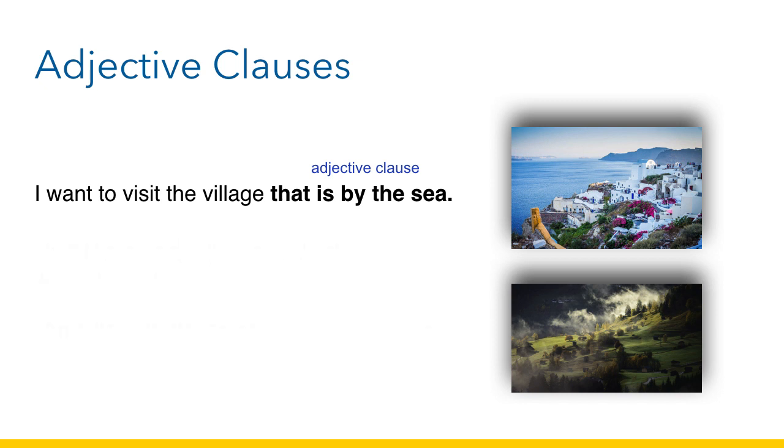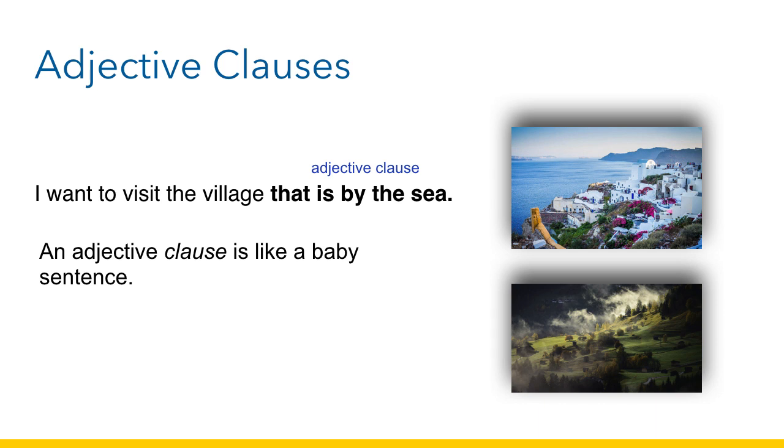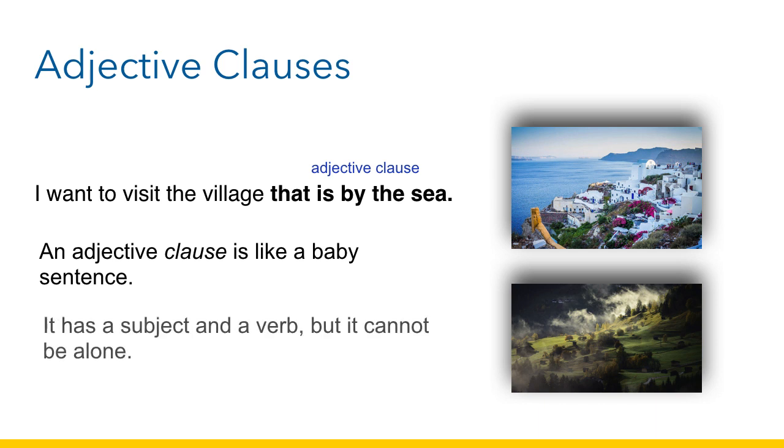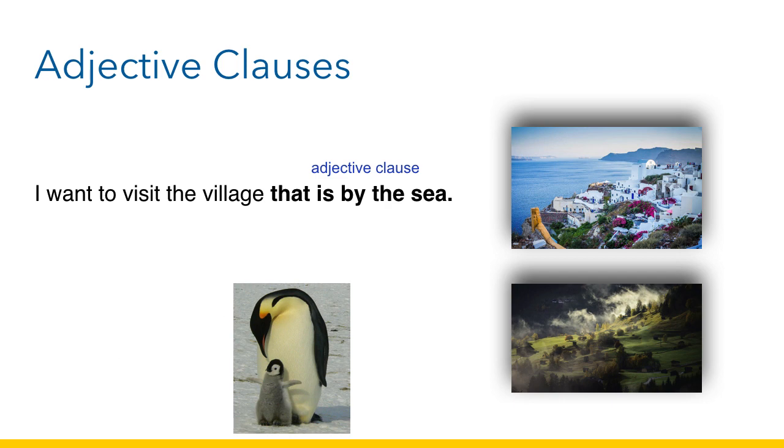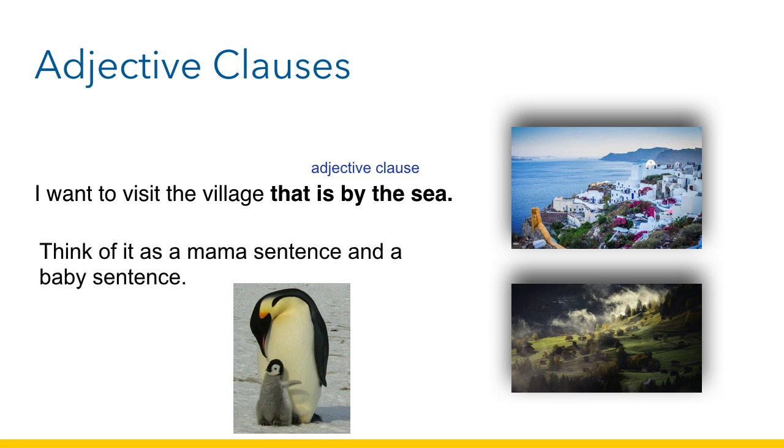If you want to, you could think of an adjective clause like a baby sentence. It has a subject and a verb, but it cannot be alone. So whenever you write a sentence with an adjective clause, think of it as a mama sentence and a baby sentence together. An adjective clause always comes with a mama sentence or the main clause.